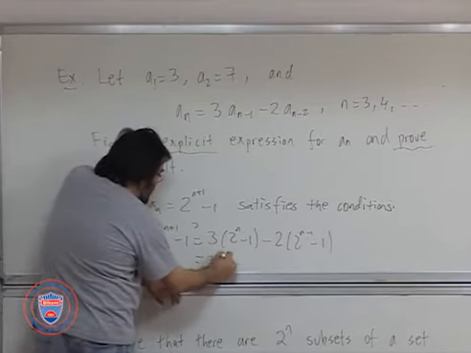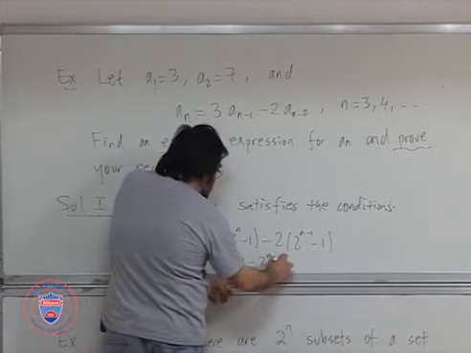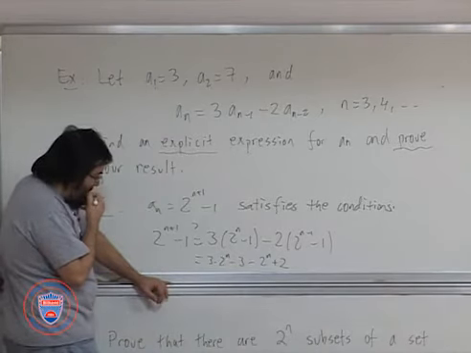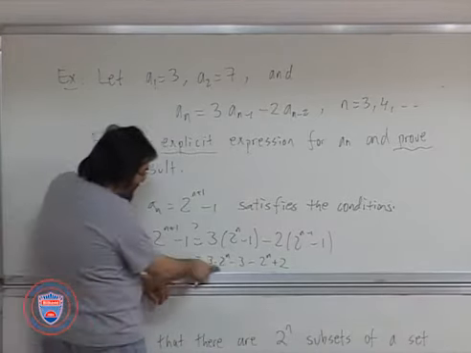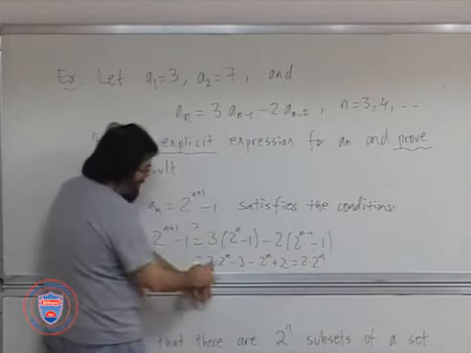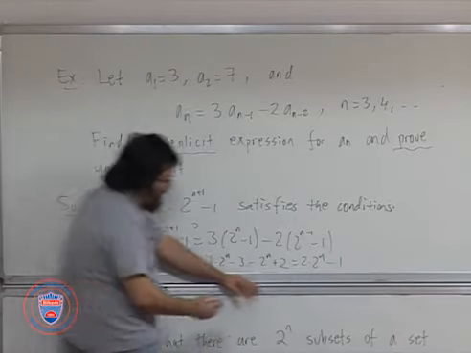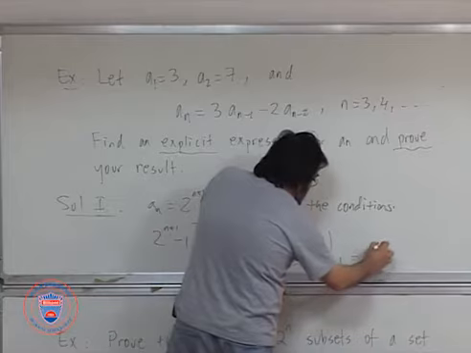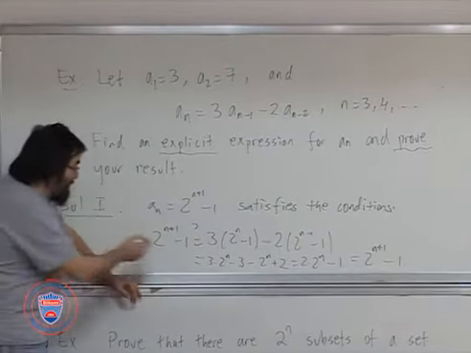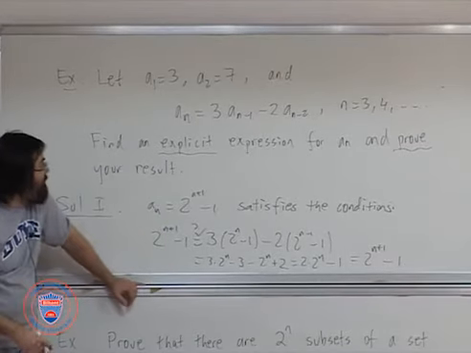3 times 2 to the n minus 3, minus 2 to the n, plus 2. 3 times 2 to the n minus 2 to the n is 2 times 2 to the n. Minus 3 plus 2 is minus 1. So I get 2 to the n plus 1 minus 1. So that's true. It checks out the formula.